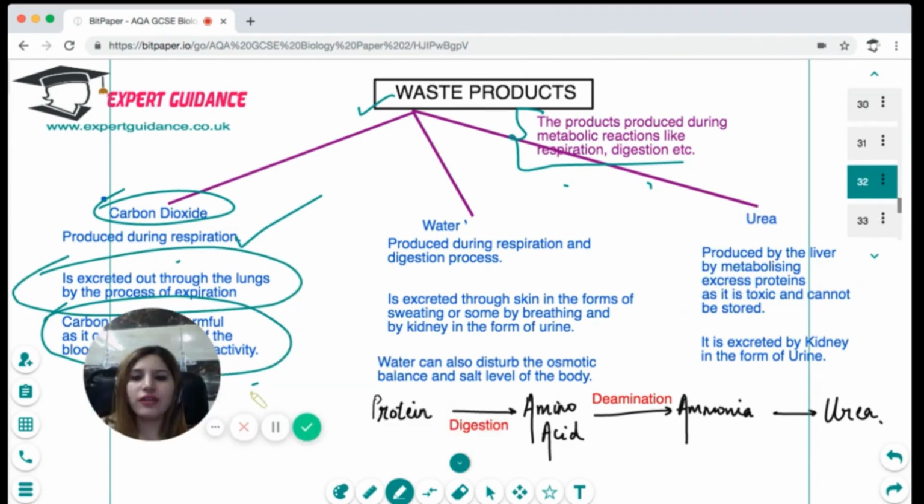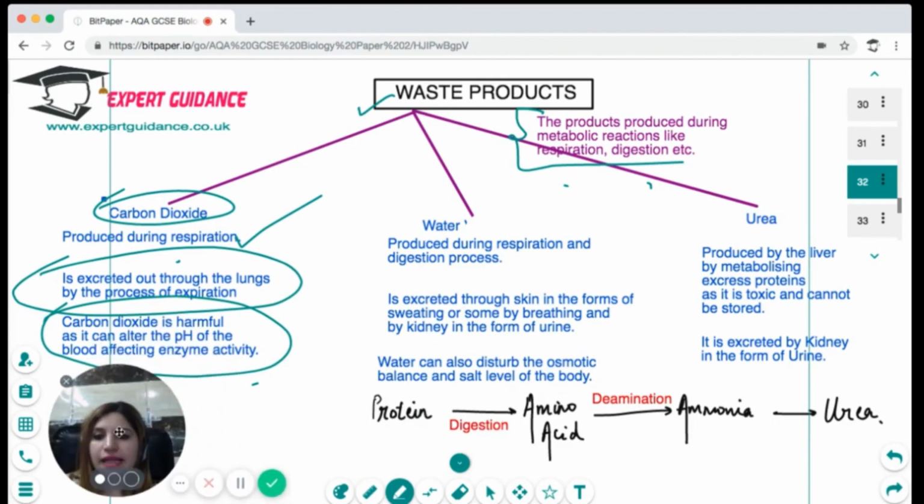Then there is water. By metabolism, we also produce water, like in respiration or during the digestion process. It is excreted through the skin in the form of sweating or breathing, or through the kidneys in the form of urine. Water can also disturb the osmotic balance and salt levels. So it is very important that the level of water is also maintained in the body.